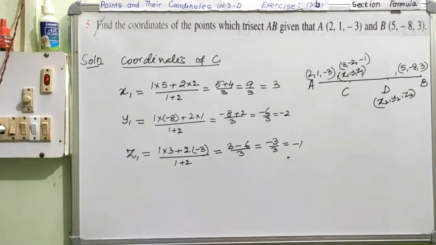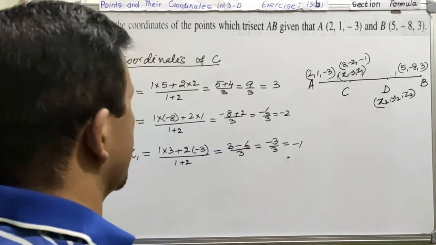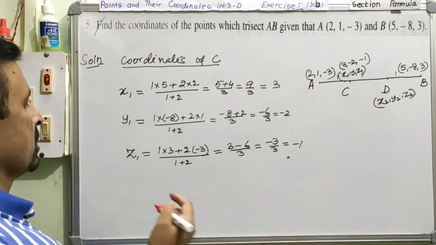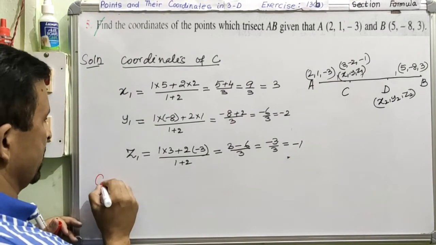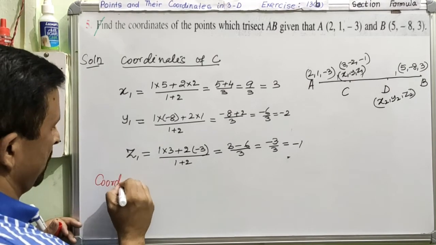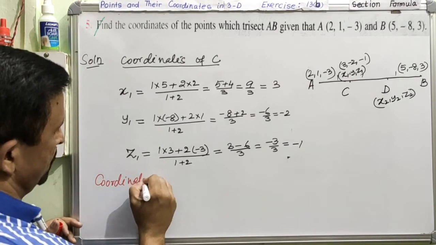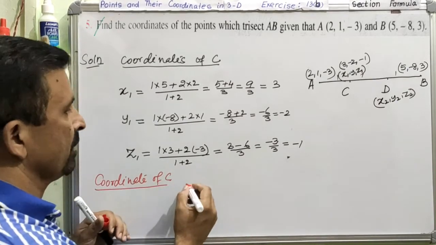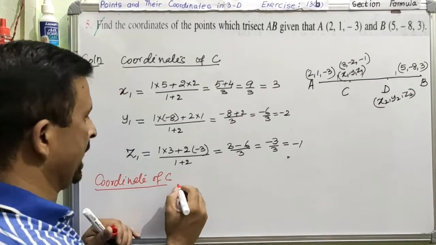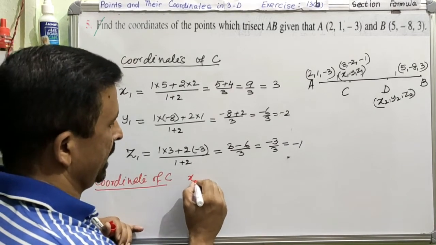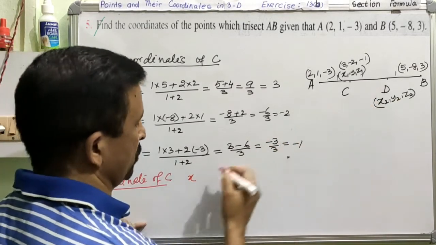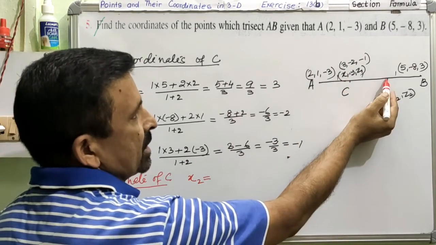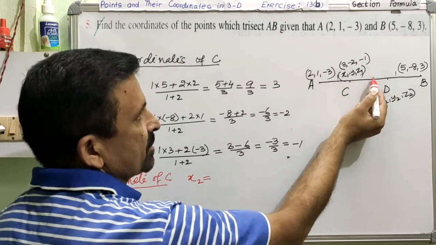Am I very clear? Likewise, we will calculate the coordinate for D. Since I have space, I will try to solve as much as possible. Coordinate of D. Here again, we will calculate the value for x. This time x2. x2 is equal to, this time we are calculating, so the ratio for this part will become 2.